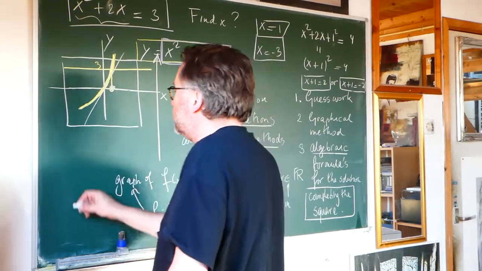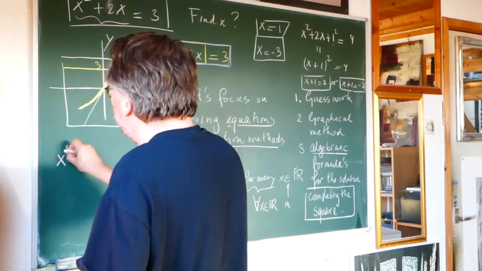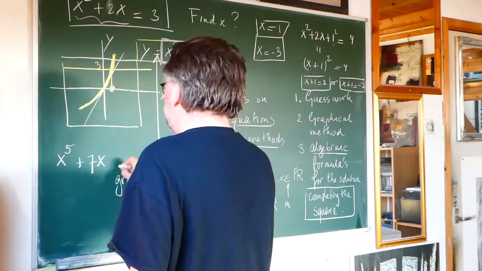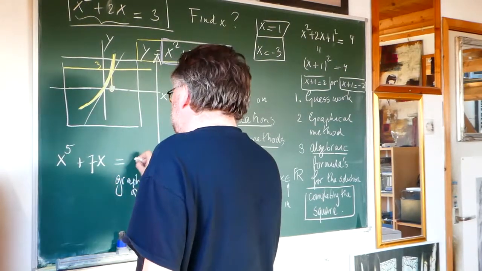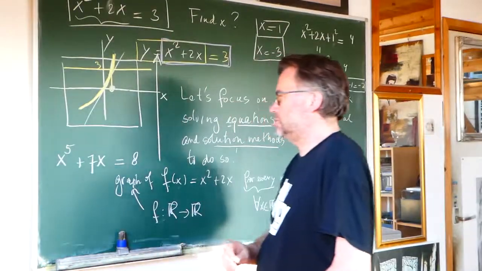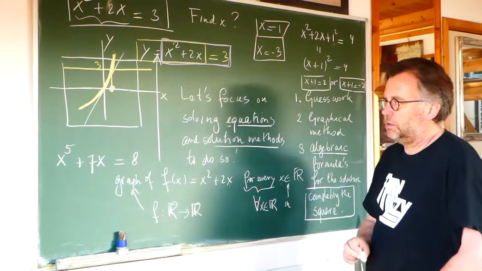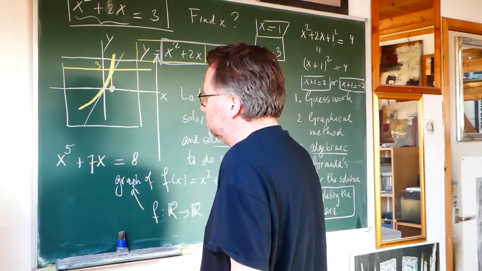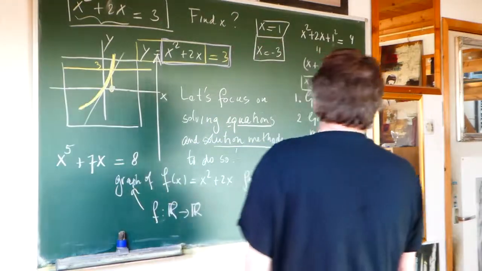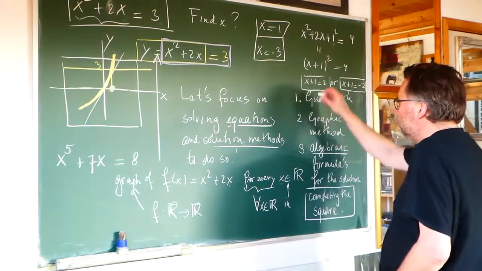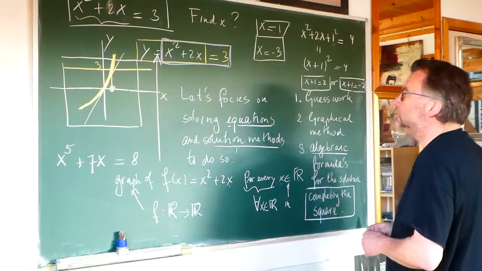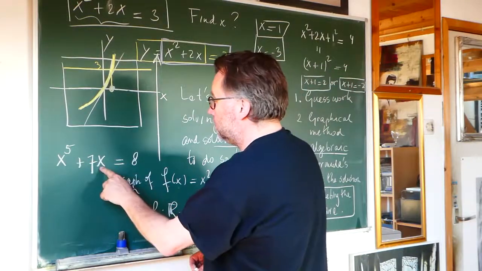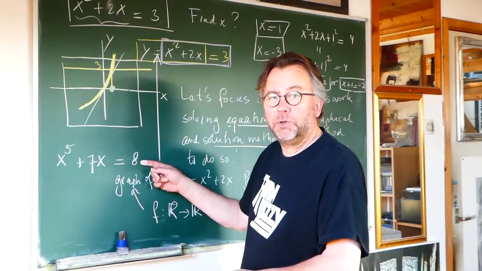So what happens if I would just look at the equation x to the 5th plus 7x is equal to 8? Here's my list of solution methods. Guesswork. Oh, x is equal to 1 still does it. That's why I put 8 instead of 9.